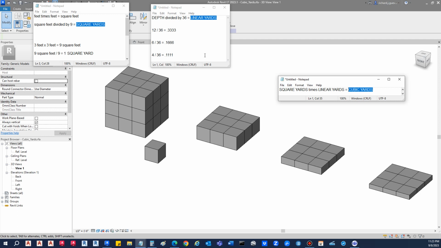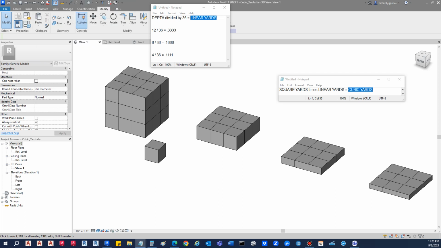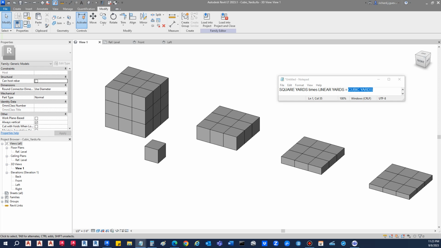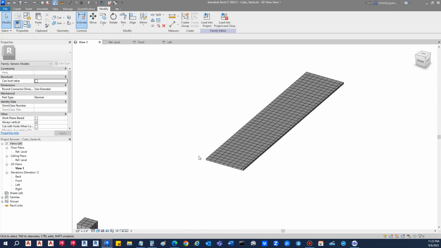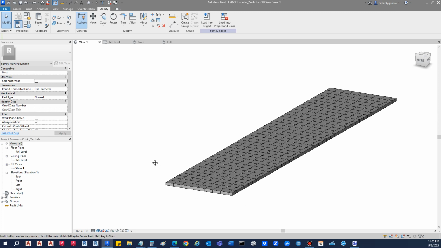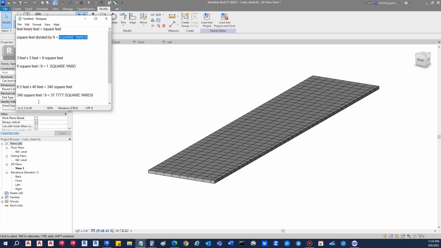So, as a further example, I made a real world example, 8.5 feet by 40 feet. Let's have a look at that. Let me clear these off the board. And let's have a look at our slab of 8.5 feet by 40 feet. 8.5 feet by 40 feet, if you divide it by 9, is 37.777 square yards.